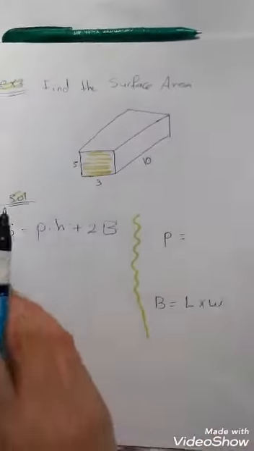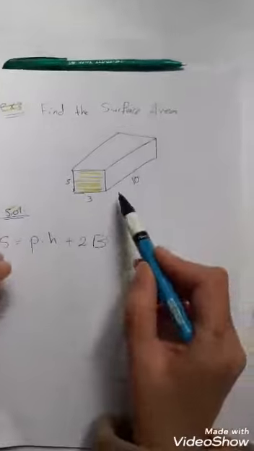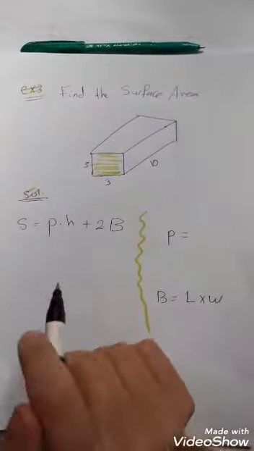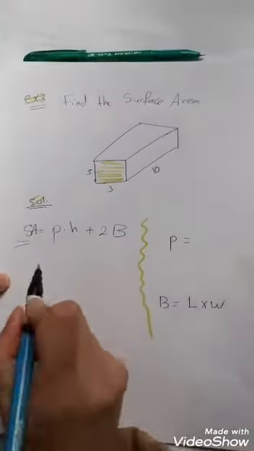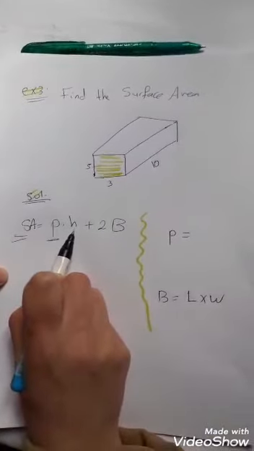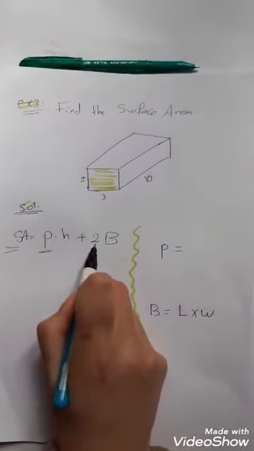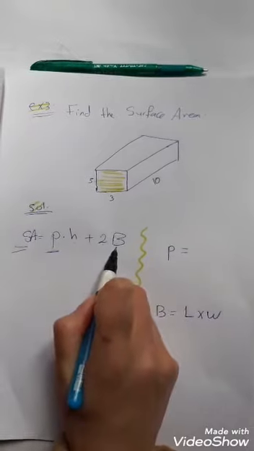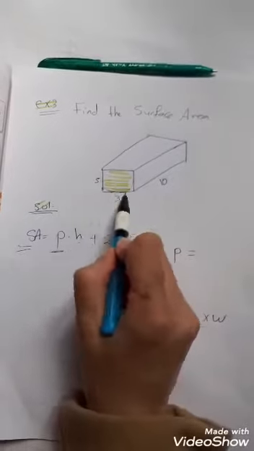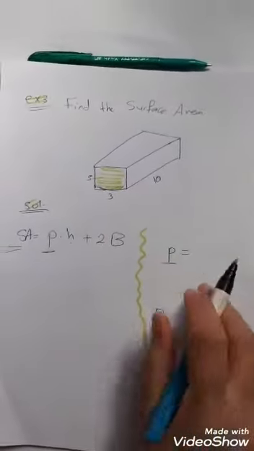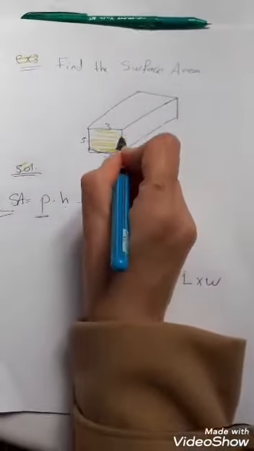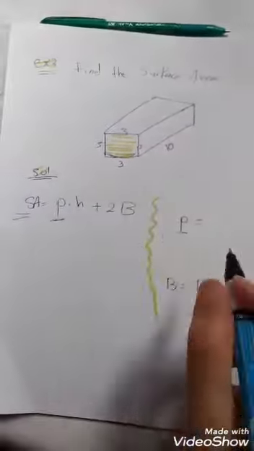Let's take another example. Find the surface area of this rectangular prism. How can I find the surface area? There is a rule also: the surface area is the perimeter of the base times the height plus 2 times the area of one base. Now, this is the base. How can I find the perimeter? This side is 3, this is 3, this is 5. For the perimeter, you have to add all these sides.